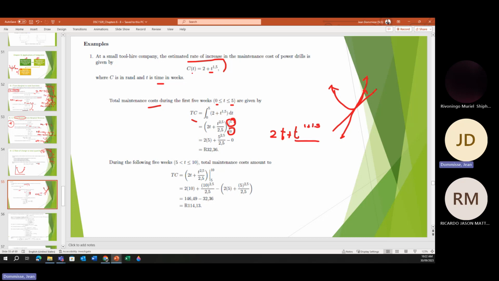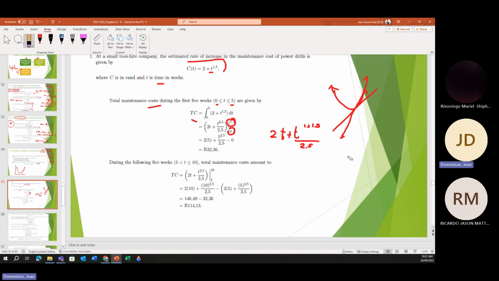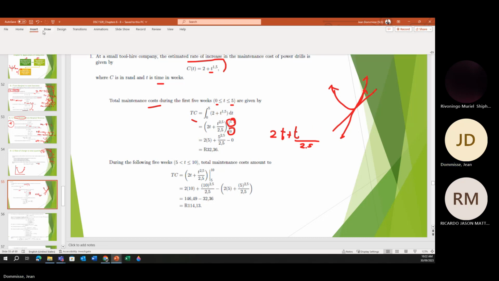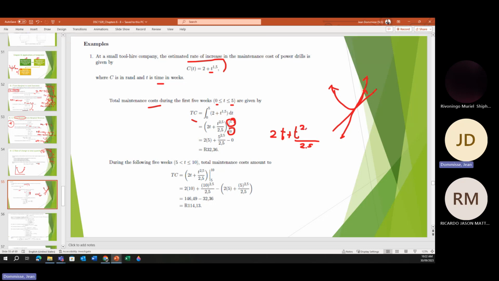And then we divide, let's just make sure, 1.5 years, and we will divide by 2.5. So we could have just changed that to 1 plus 1.5, which would have given us 2.5. Okay, so again, we don't need to write down everything. If it is an easy one, you could have gotten it. So 2t plus t to a power of 2.5 divided by 2.5.